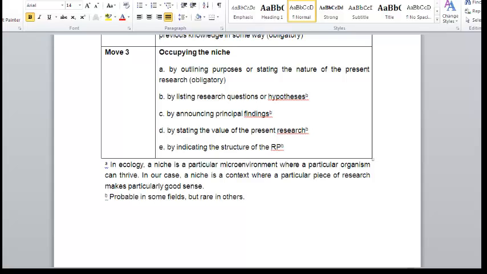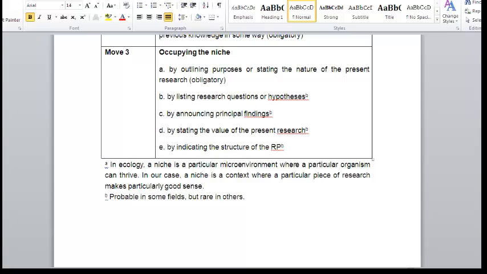You can do that. D is by stating the value of the present research, is to say, well, there's this important issue that needs to be solved, and here's why this research is so valuable, because my research really does a great job of solving this problem. So maybe that's something you want to do. And some papers with E talk about the structure of the research paper and what's to come. So you can say, first, the researchers examine this. Second, they examine this. Thirdly, they conclude this. You can definitely talk about how you're going to organize the structure of your paper.